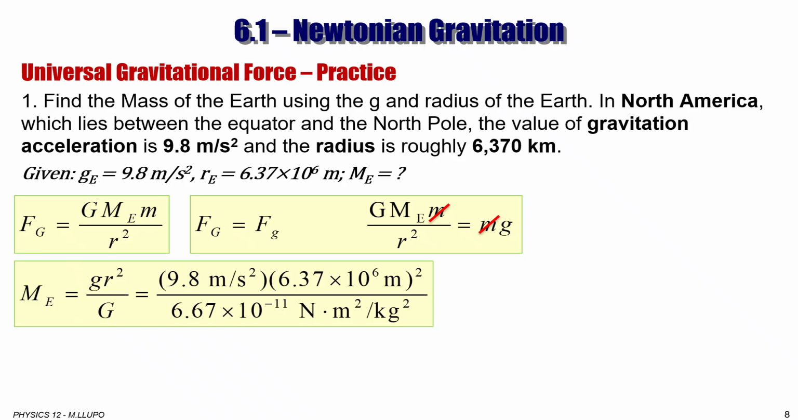So solve for the mass of the Earth, which is g r squared over capital G, the universal gravitational constant. And then we plug in numbers. For g it is 9.8 meters per second squared. For r squared it is 6.37 times 10 to the power of 6 meters, all to the power of 2, divided by the universal gravitational constant, which is 6.67 times 10 to the power of negative 11. Then you plug those in the calculator and you get 5.962 times 10 to the power of 24 kilograms.